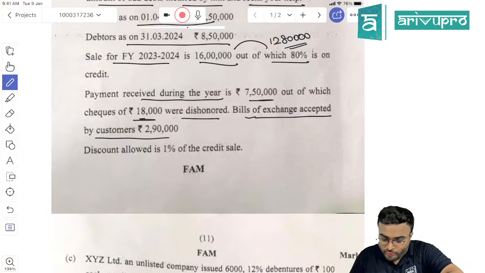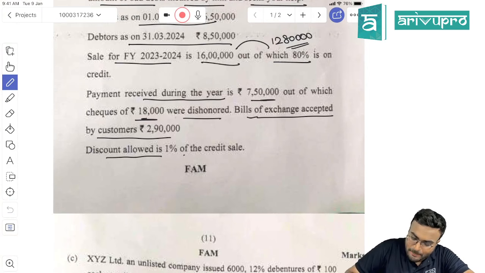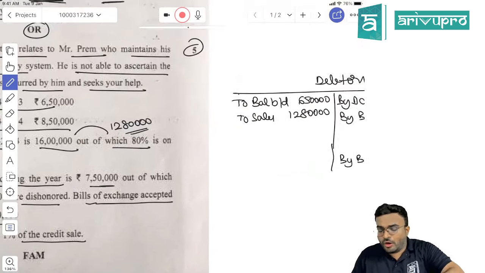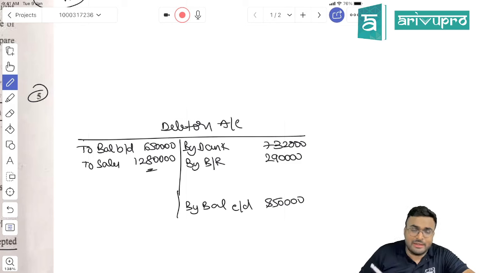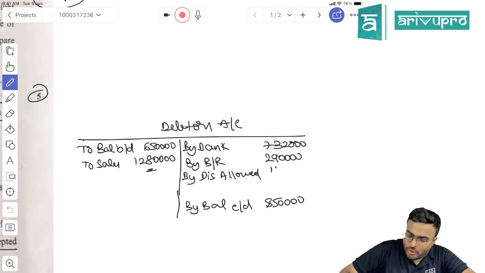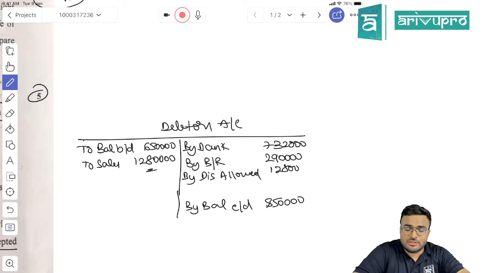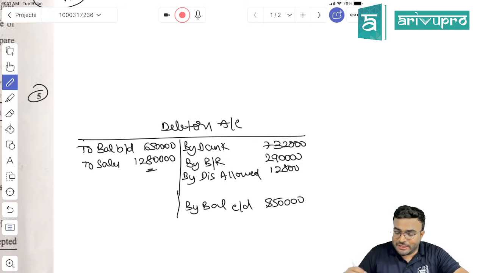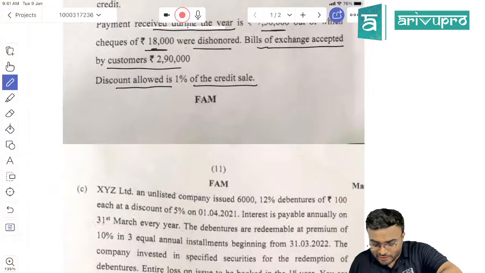Now what you are going to do finally? Discount allowed is 1% of the credit sale. Whatever credit sale you are making, here you made a credit sale, 1% will be discount allowed. You will write over here by discount allowed. So 12,800, because it is 12,80,000, you will take 1% of that, 12,800. That is your discount allowed. That is it. That's the end of the question.